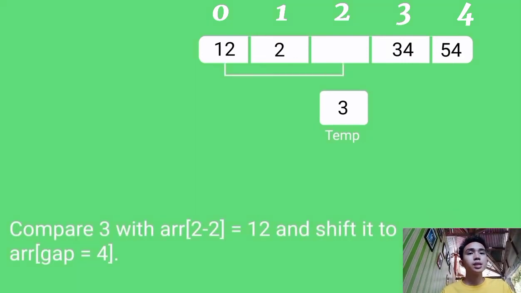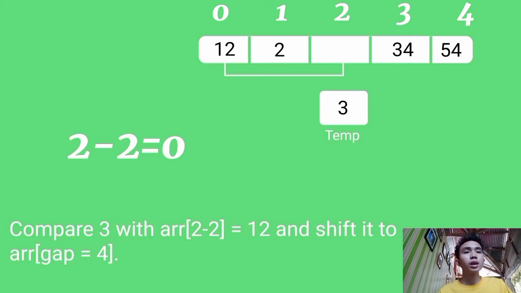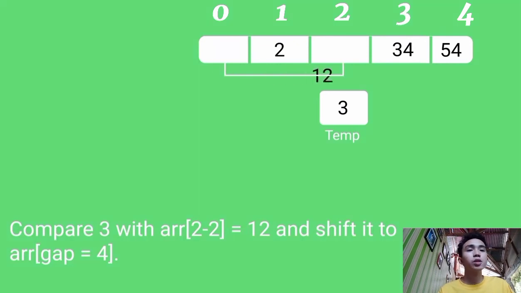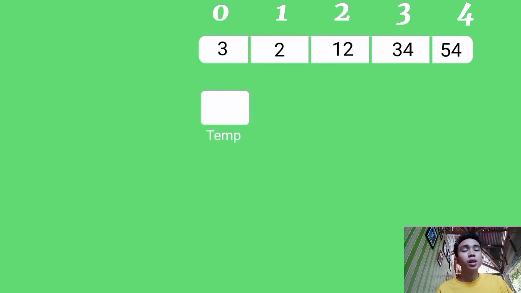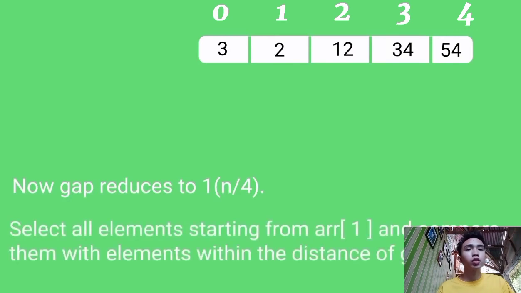Our next is 3. Since our 3 is at array[2], we subtract 2, which is equal to 0. So our array[0] is 12, and then we shift it to array[gap], which is equal to 4. Now our gap is not more than 1. Select all elements starting from array[1] and compare them with elements within the distance of the gap.